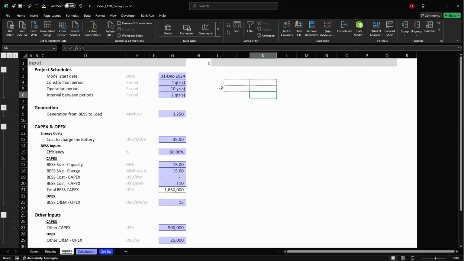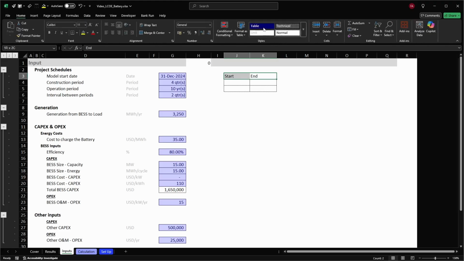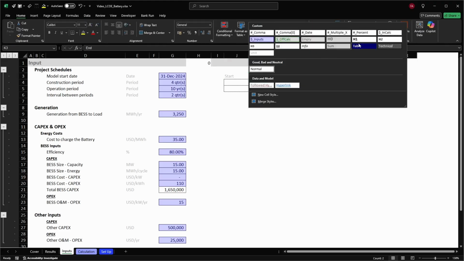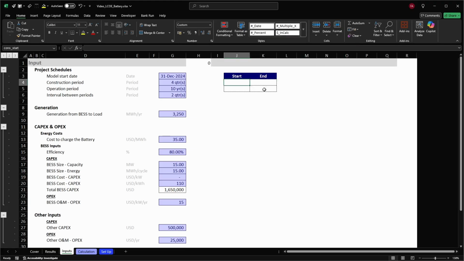Now we have to calculate the dates over here. So I'm going to say start and end. I'm going to select them, go to home, click on styles and say table. So the start date for the construction period is going to be equal to the model start date, which is the last day of the year, plus 1. So that's going to be the 1st of January.